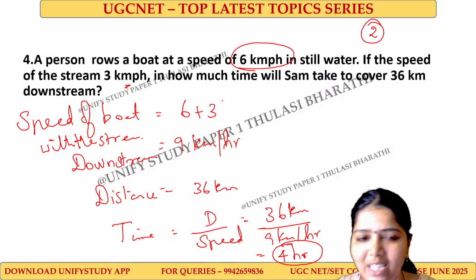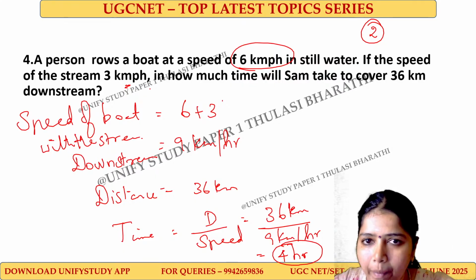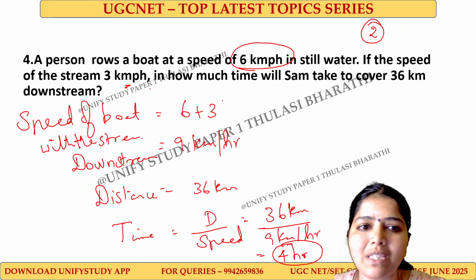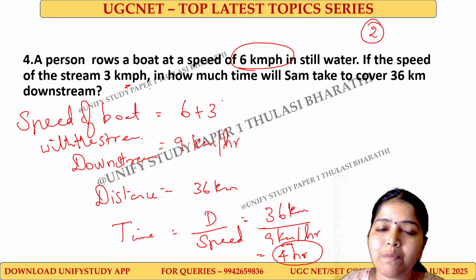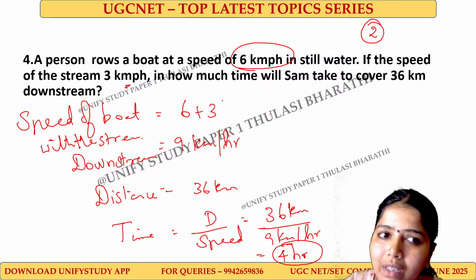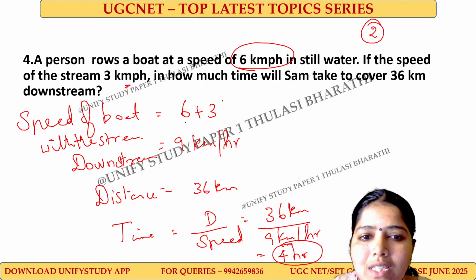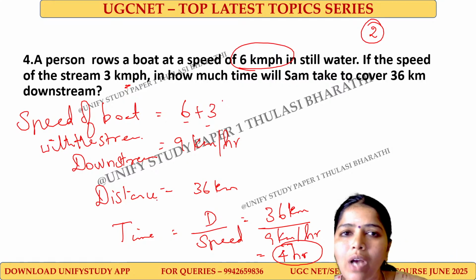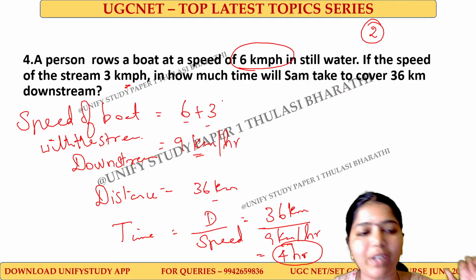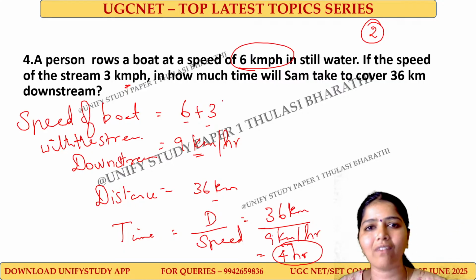Radha ma'am, you want me to explain once? Okay. I am a person rowing a boat at a speed of 6 km per hour in still water. Now what happens if the speed of the stream is 3 km per hour? And if I want to travel 36 km downstream, then what time will I take to travel? So here, 6 plus 3, the speed of the boat and the stream together, is 9 km per hour, and the distance is 36 km I have to cover. Then what time does it take? Simple, 36 by 9 km per hour gives 4 hours to travel that distance.